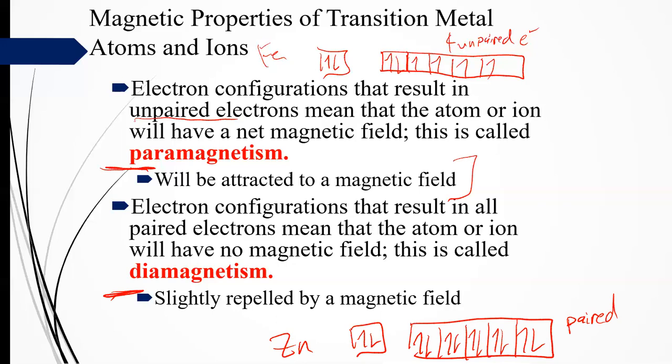So paramagnetism means that you are attracted, diamagnetic means that you are slightly repelled. But really what we're talking about is unpaired electrons versus paired. The more unpaired electrons you have, the more magnetic you'll be.